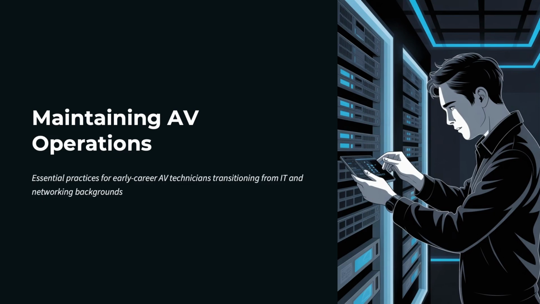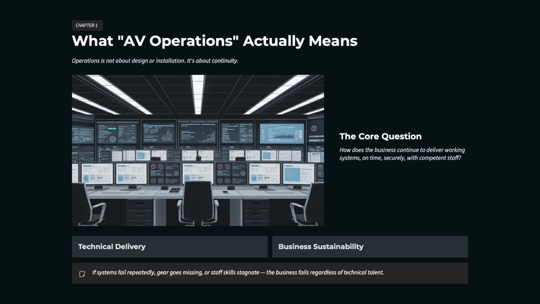So, what does AV operations actually mean? AV operations are not about design or installation. This is about continuity. Operations answer one question: how does the business continue to deliver working systems on time, securely, with competent staff? Operations effectively sit between technical delivery and business sustainability.